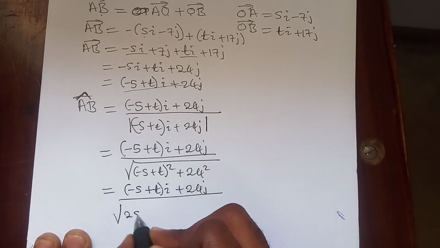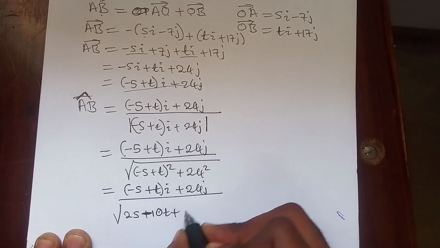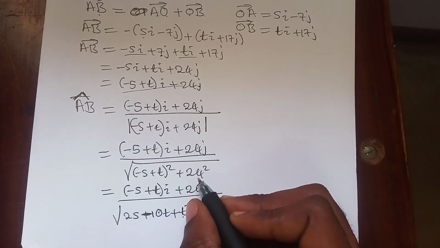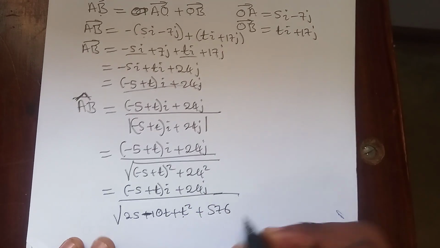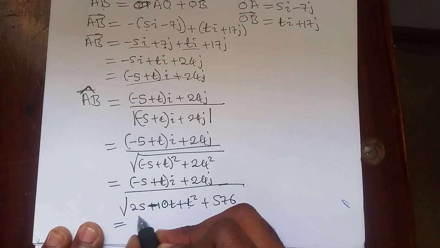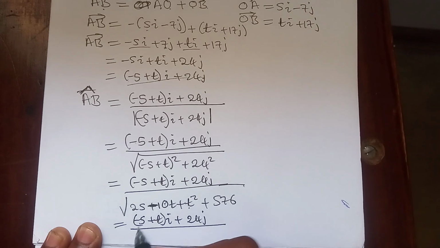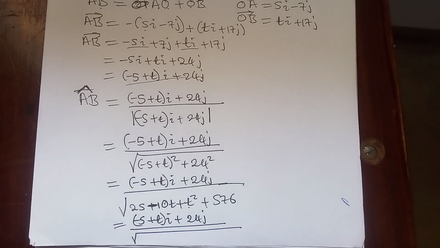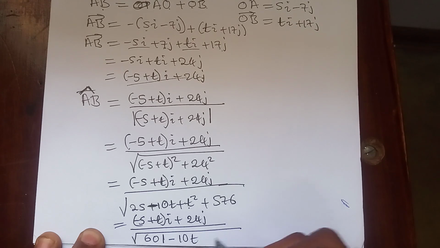When you square this, you have 25. I'm using binomial, minus 10t plus t squared, and then 24 squared, is it 624? Let me just verify that. 24 squared is actually 576. And then plus like terms together, 576 plus 25, we have 601 minus 10t plus t squared.